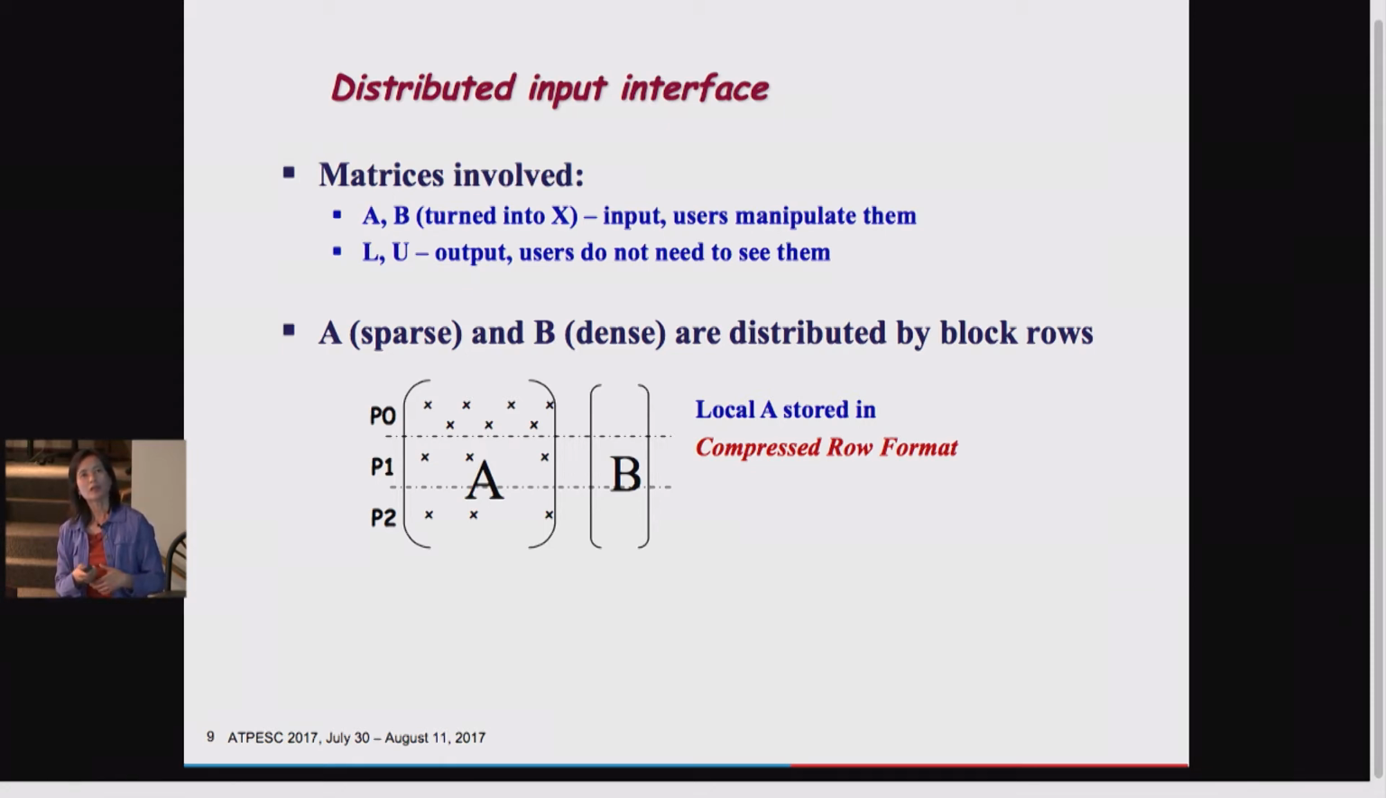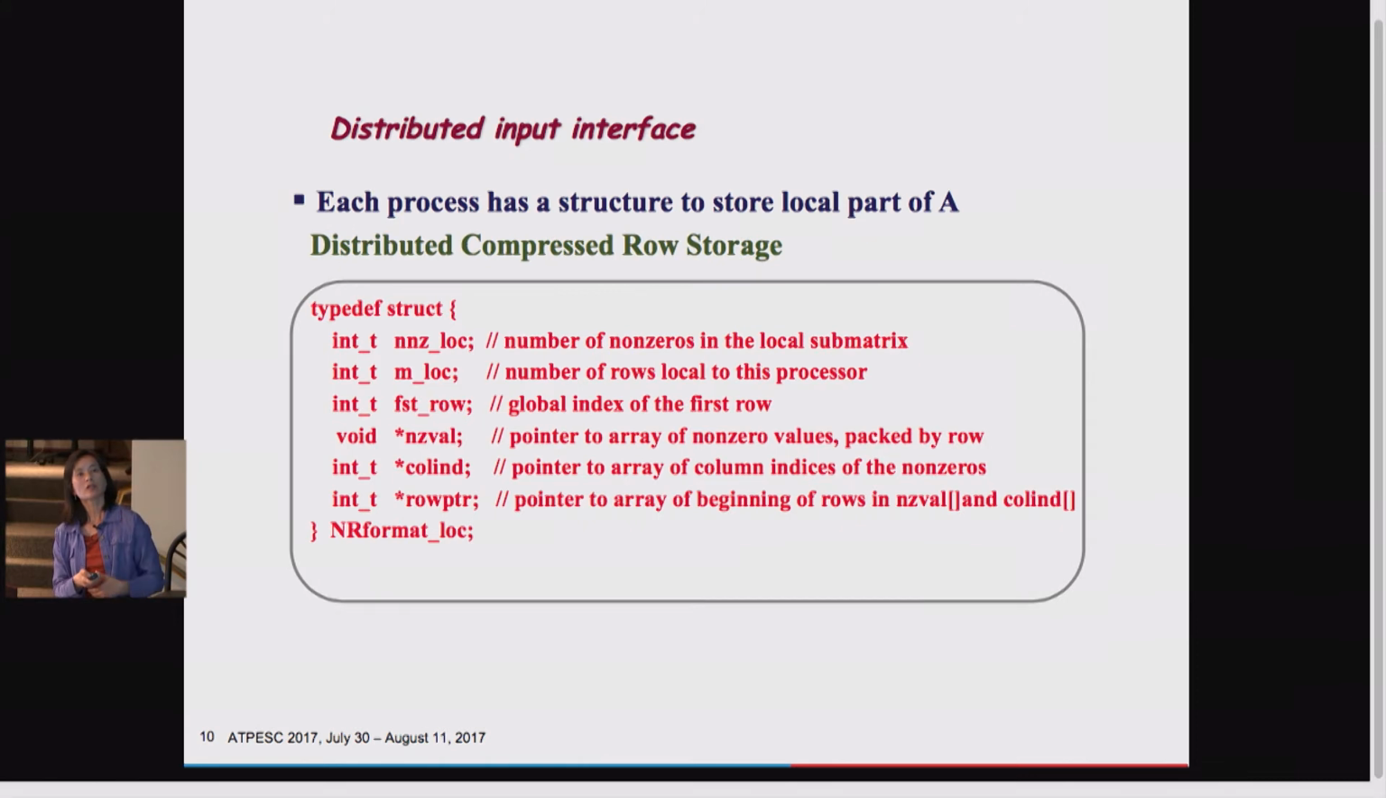So for the distributed input, what we do is we have 3 processors here. We partition the matrix A and B in the conforming block row format. Then for each sparse matrix, each local part, you need to use the local distributed compressed row. So that's the data structure here.